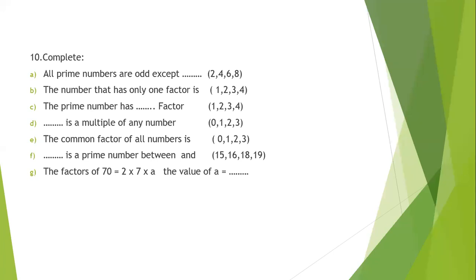Complete. All prime numbers are odd except... The number that has only one factor is... The prime number has how many factors? What is the multiple of any number? The common factor of all numbers is? What is a prime number between 10 and 15? The factors of 70 equal 2 times 7 times E. What is the value of E?